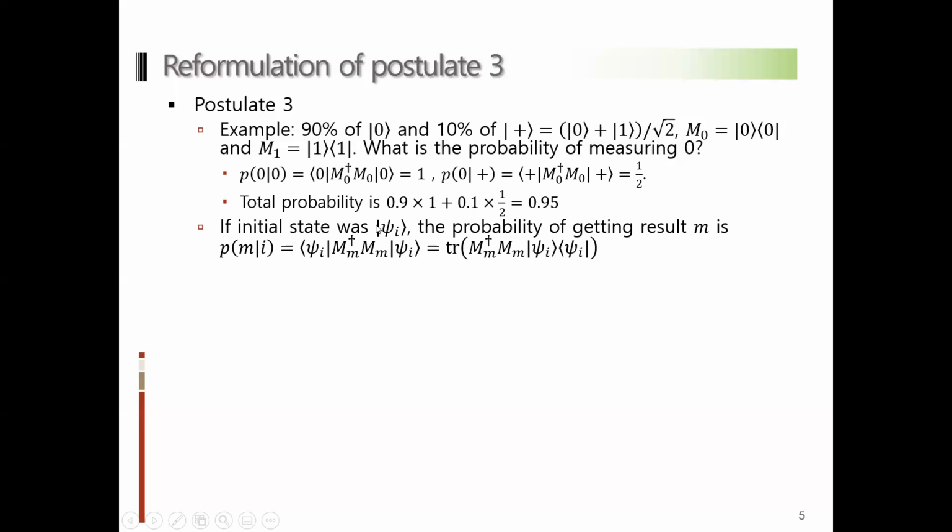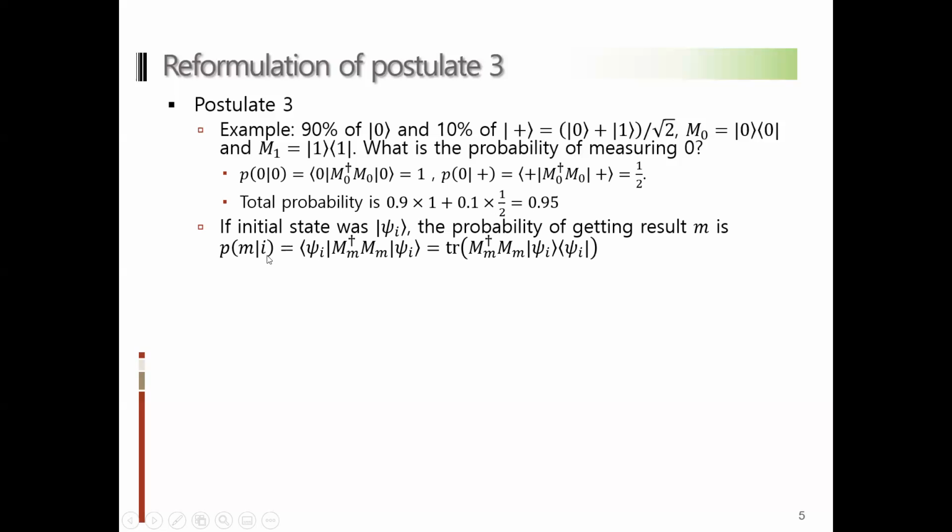This is a simple idea, but now what we can do is generalize this situation. Similar to our previous discussion, let's first assume that, even though our given state can be one of many different pure states, our initial state is only this pure state, and then we know that the probability to measure the value m can be obtained by this formula.